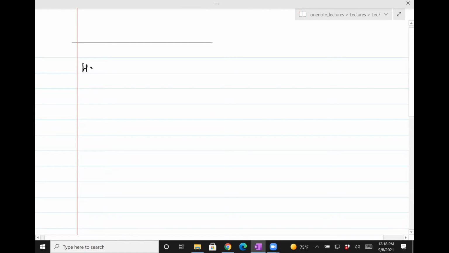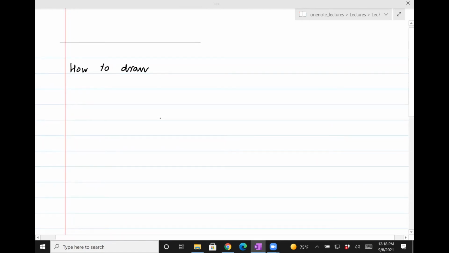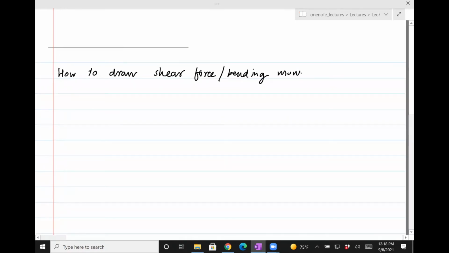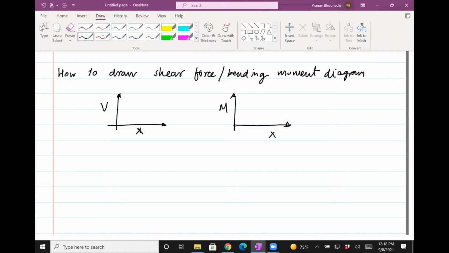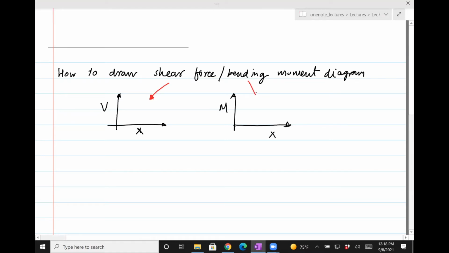So how to draw shear force, bending moment. Okay, by shear force diagram, I mean V as a function of X. And by bending moment diagram, I mean the moment as a function of X. That's the shear force diagram, the bending moment diagram.